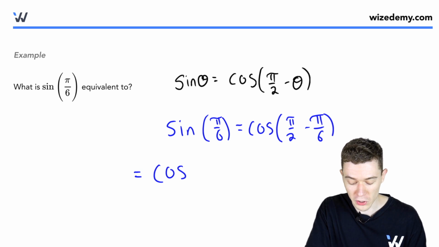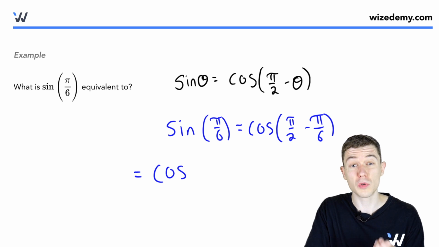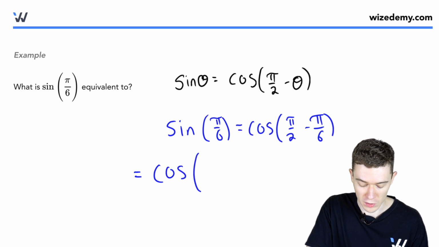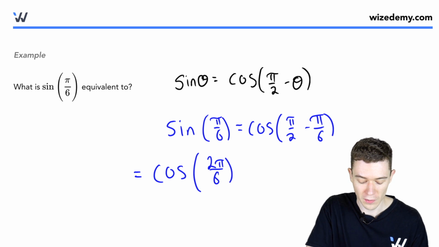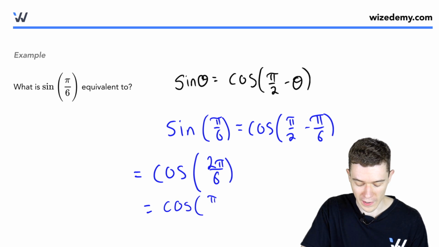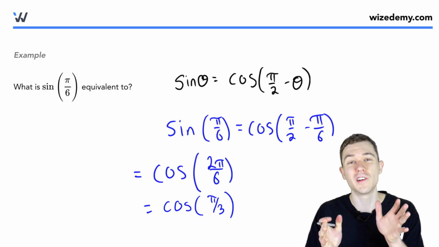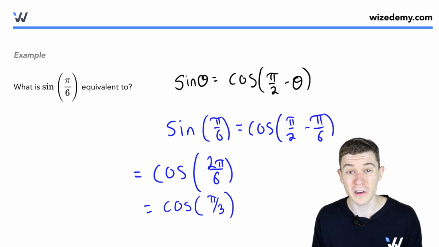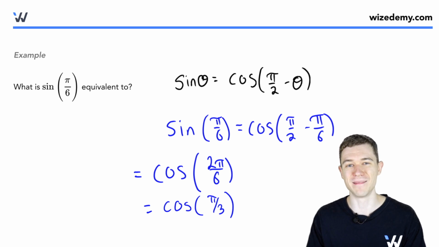I think pi over 2, that's the same thing as 3 pi over 6 minus 1 pi over 6. That would be 2 pi's over 6, or if you like, pi over 3. That's a nice equivalent trig function, and we use that cofunction identity. Let's get some more practice.